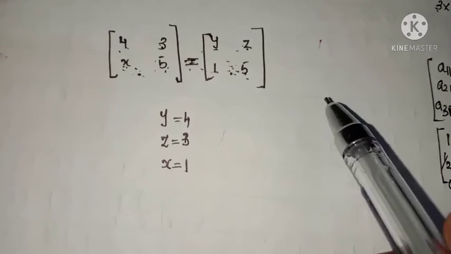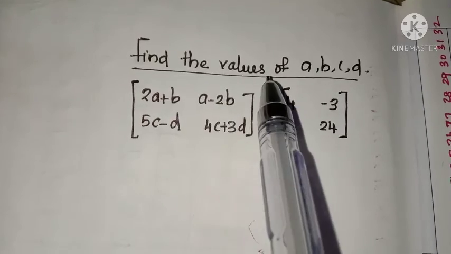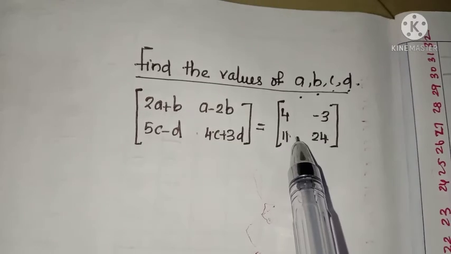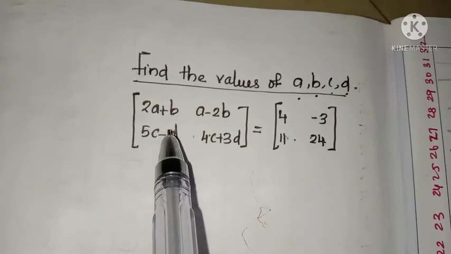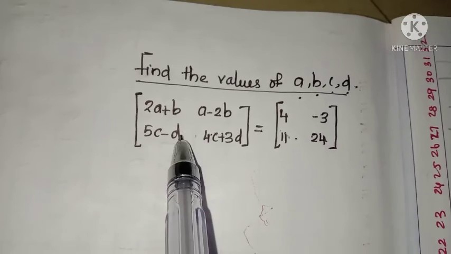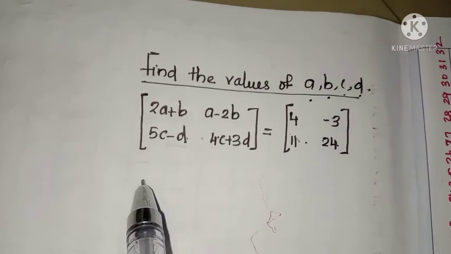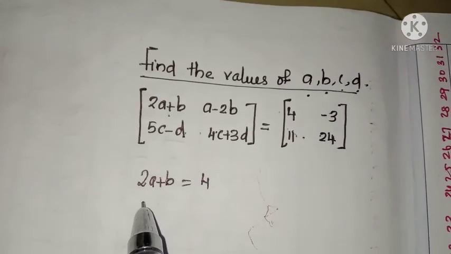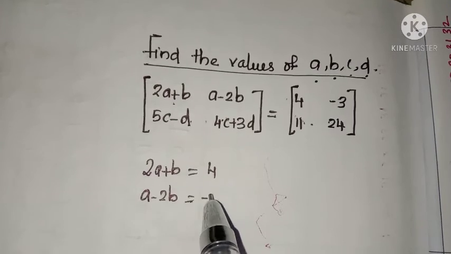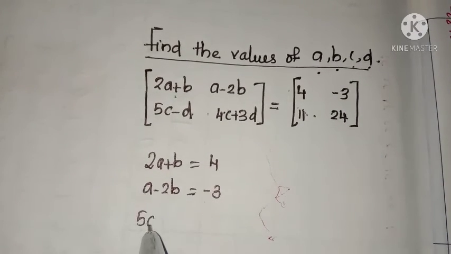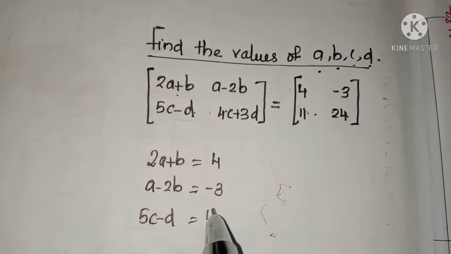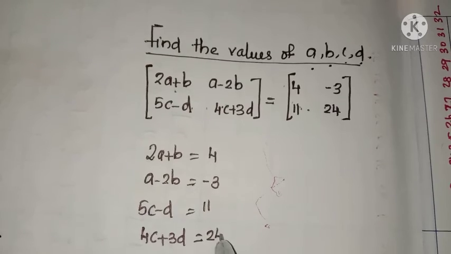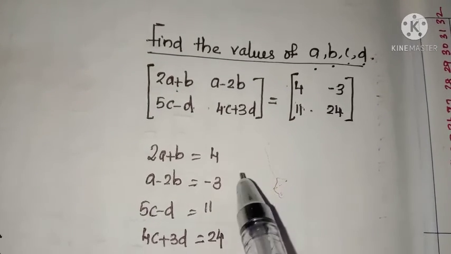Look at this question. Find the values of A, B, C, D given that these two matrices are equal. By equality of two matrices, we can equate the corresponding elements. So 2A plus B is equal to 4, A minus 2B is equal to minus 3, 5C minus D is equal to 11, and 4C plus 3D is equal to 24. So we have four equations.